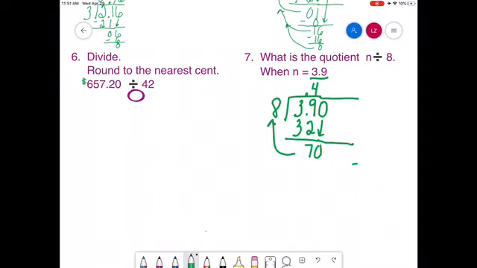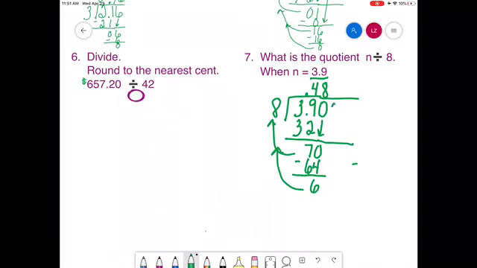8 goes into 70 how many times? Let's see. Let's try 8. Well, 8 times 8 is 64. What about 8 times 9? 8 times 9 is 72, so that's too much. So let's try 8 times 8 is 64. Let's subtract. Remainder of 6 is less than 8.